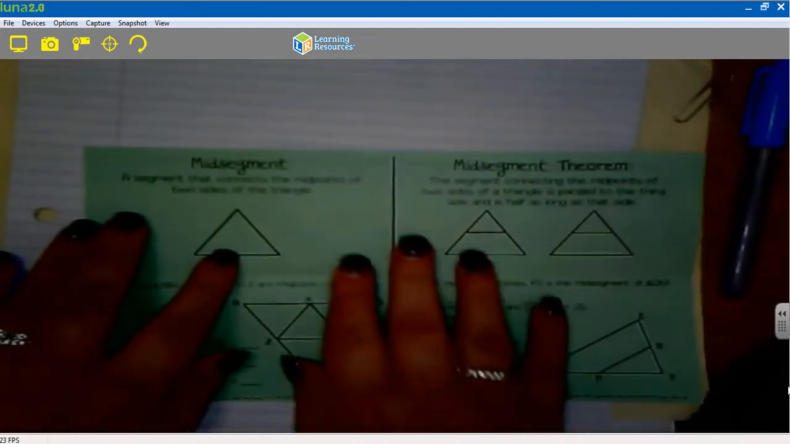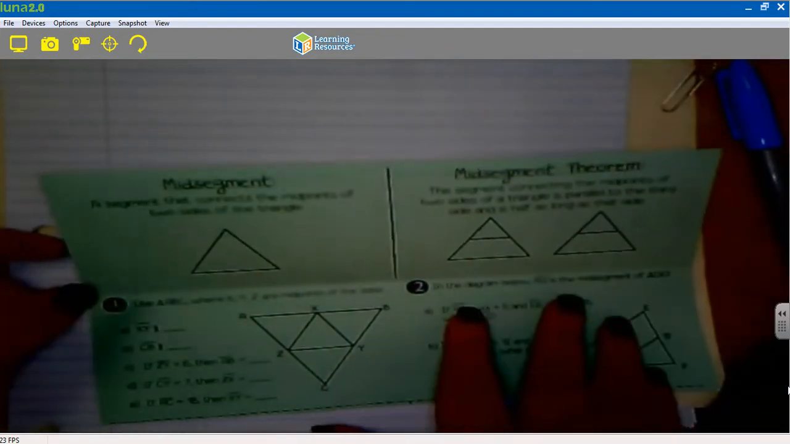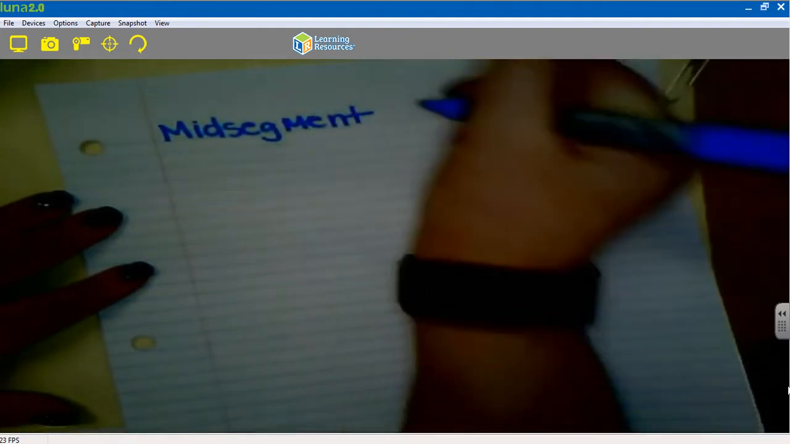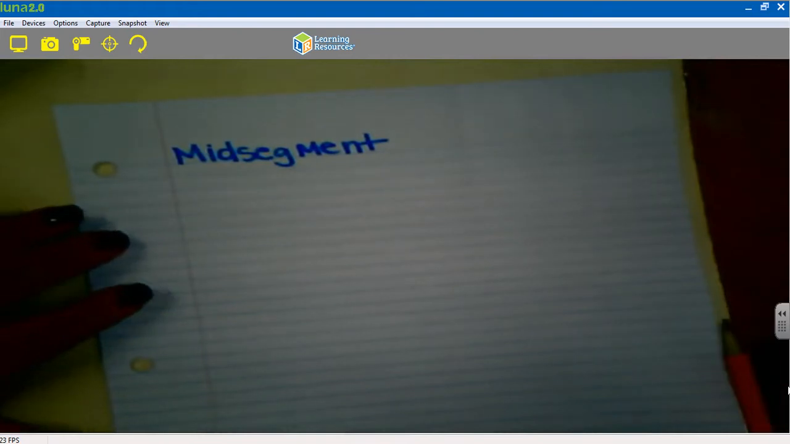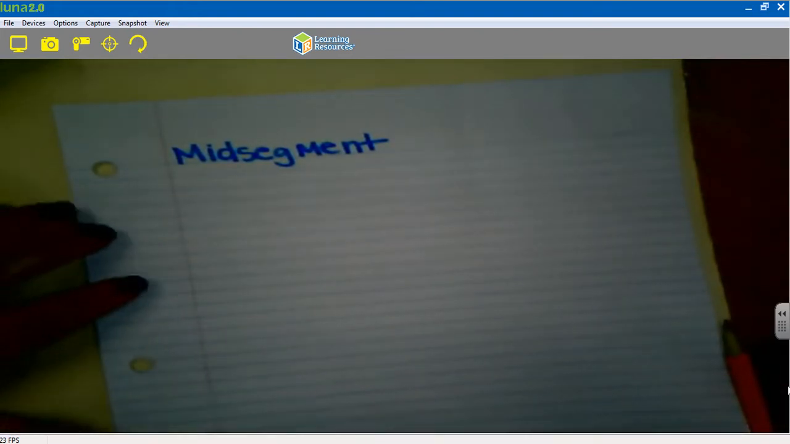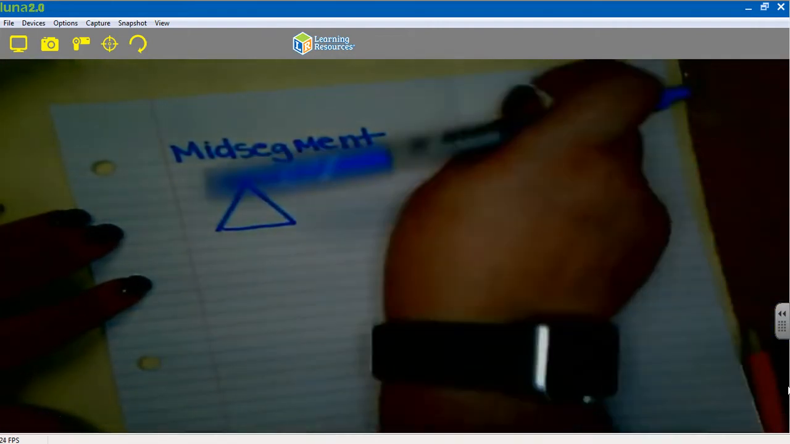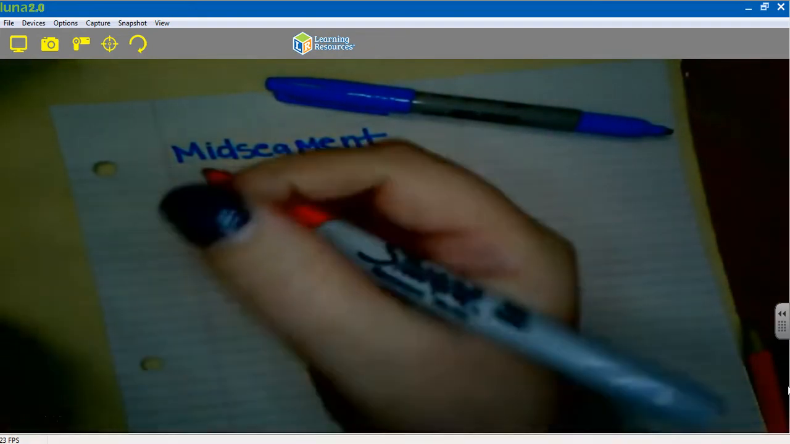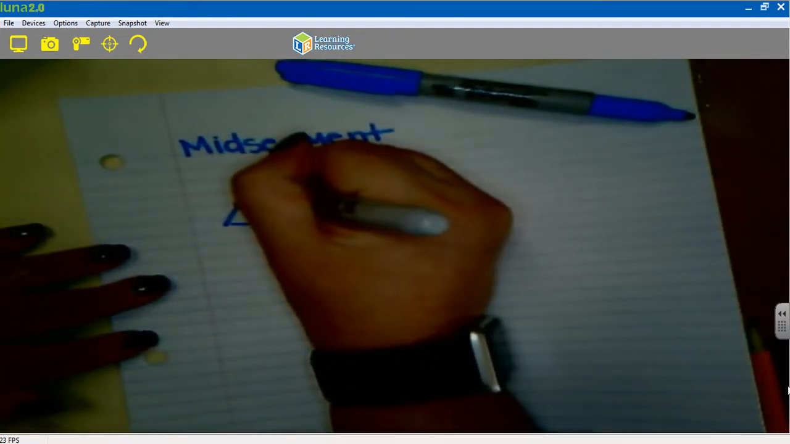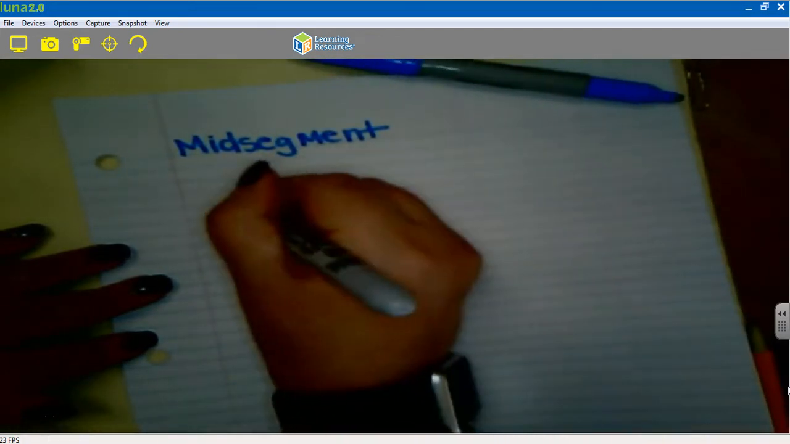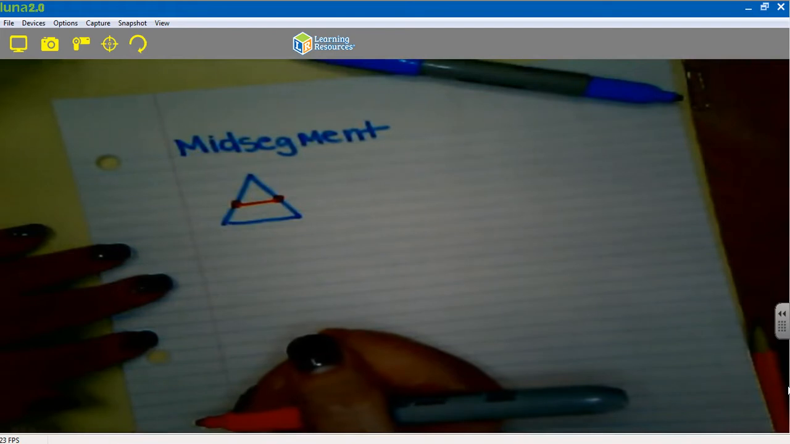So again, I know this is kind of blurry to see, so I'm going to go ahead and put my notes on a separate sheet of paper. So the first thing that we're talking about is the mid-segment. And a mid-segment is a segment that connects the midpoints of two sides of the triangle. So here we have a triangle. What we need to do is we're going to take a look at the midpoint of two of the sides and connect them. And that is the mid-segment.